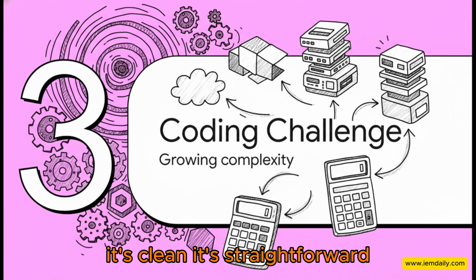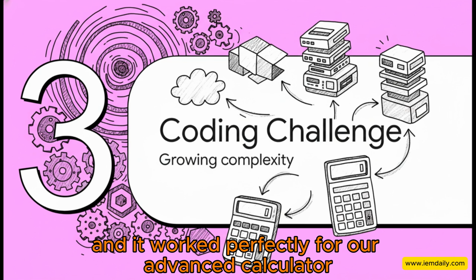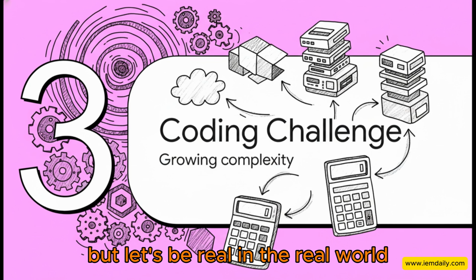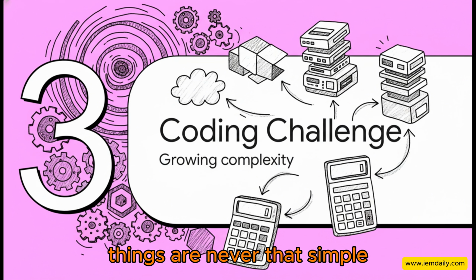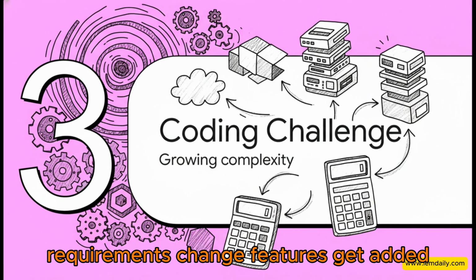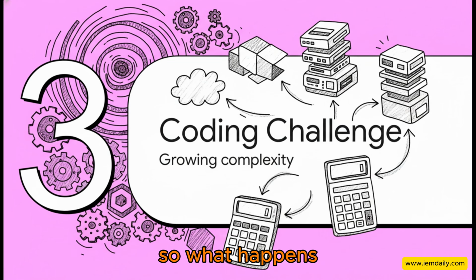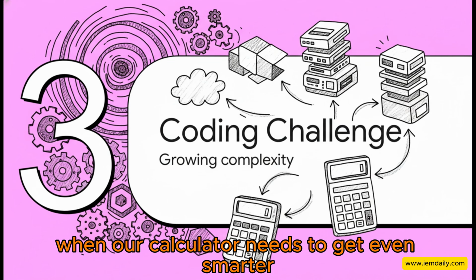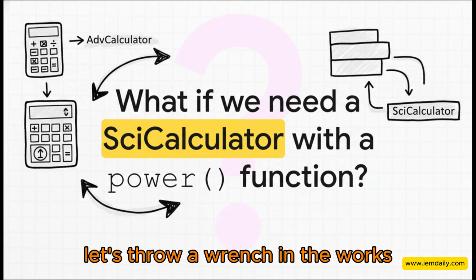Okay, so single-level inheritance. It's clean, it's straightforward, and it worked perfectly for our advanced calculator. But let's be real. In the real world, things are never that simple. Requirements change, features get added. So what happens when our calculator needs to get even smarter? Let's throw a wrench in the works.